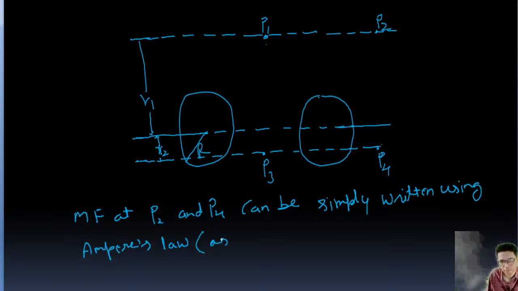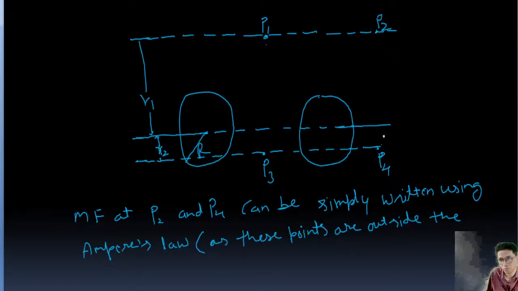as these points are outside the capacitor. We can see P2 and P4 are outside the capacitor. This is the capacitor made of circular plates of radius R. Okay, outside the capacitor.